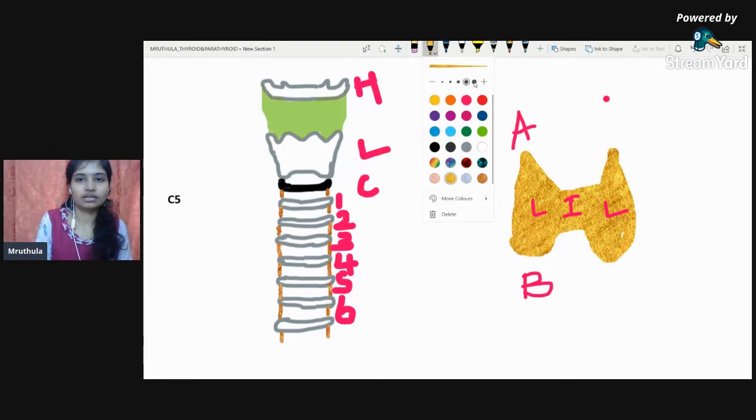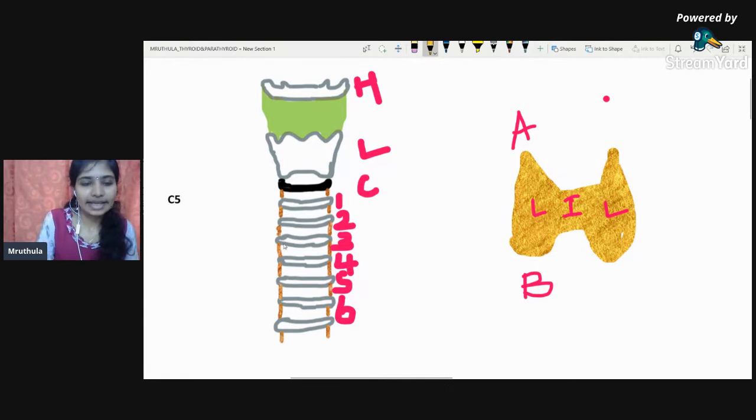What did I say? The apex extends up to the oblique line, which means it is somewhere here. What is the base extending up to? 5th or 6th tracheal ring. So I'm locating it here. This is the base. This is where the apex is. Now where does the isthmus extend between? It extends between the 2, 3, 4 tracheal rings, so it's somewhere between this.